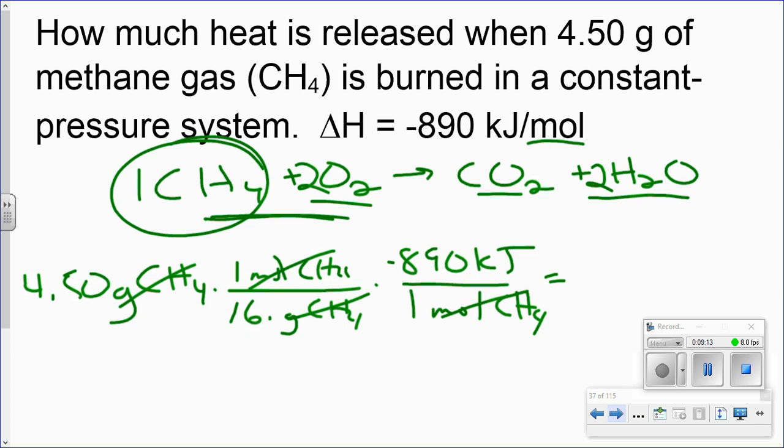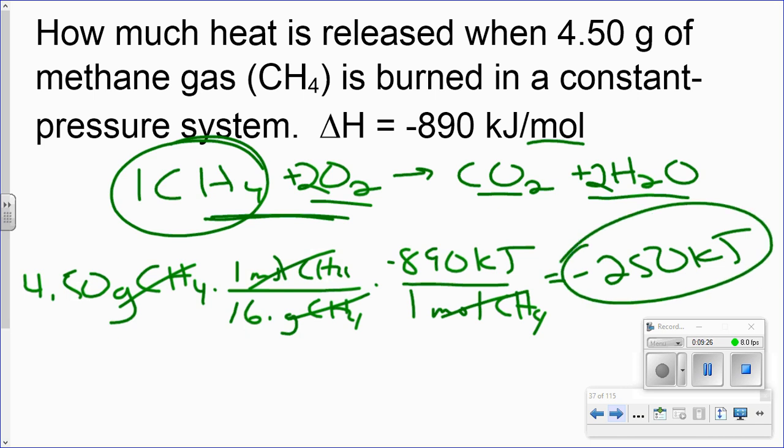4.5 divided by 16, press equals, times 890, press equals. You get 250 kilojoules of energy that's released, or I'll say negative 250 kilojoules. If you're talking about a quantity, you could just say 250 kilojoules. But that's how that one works, okay?